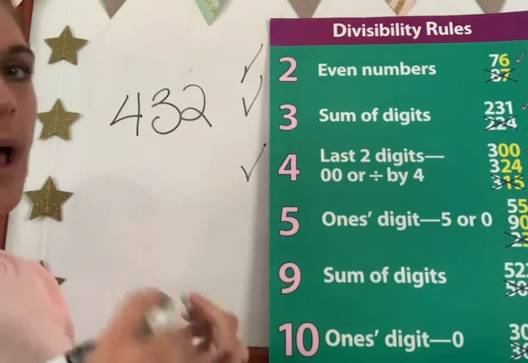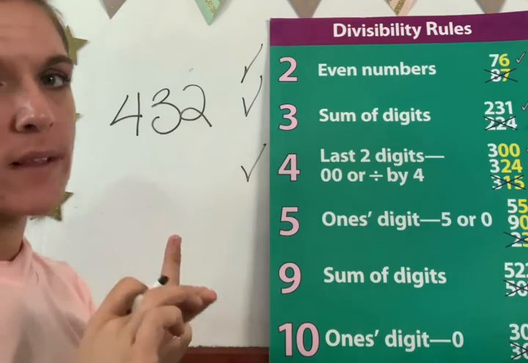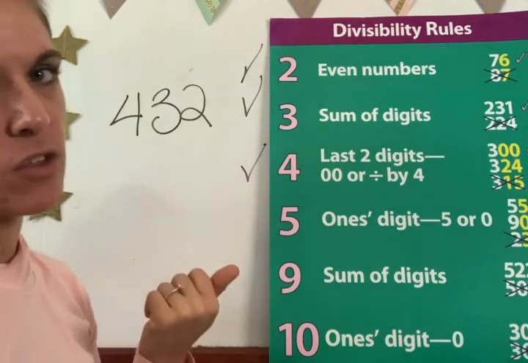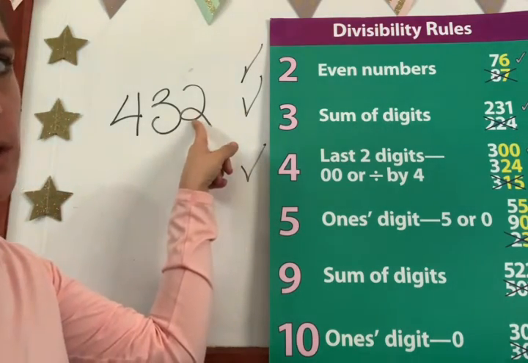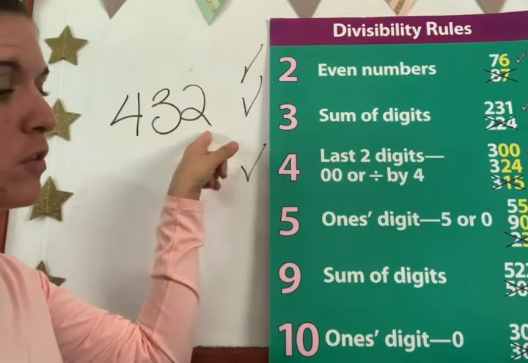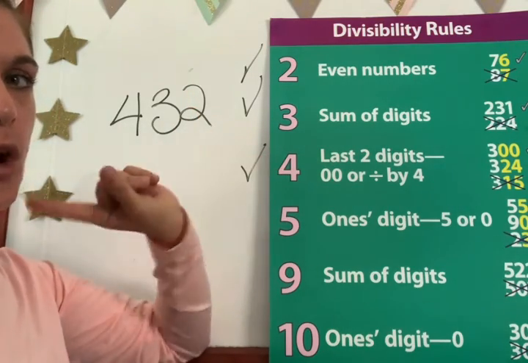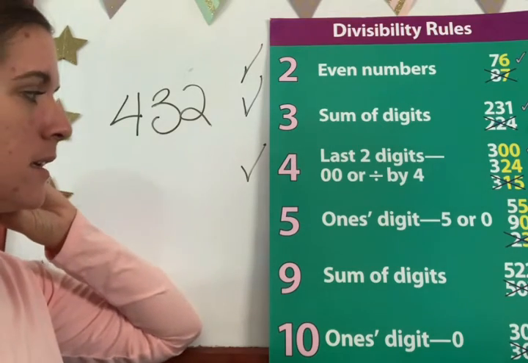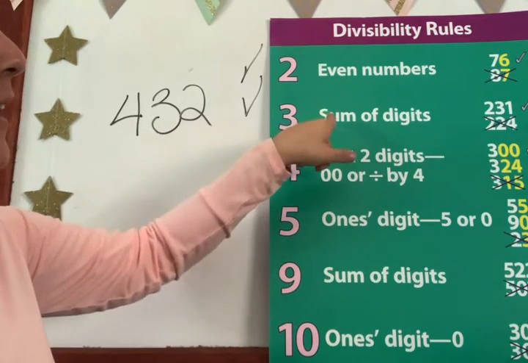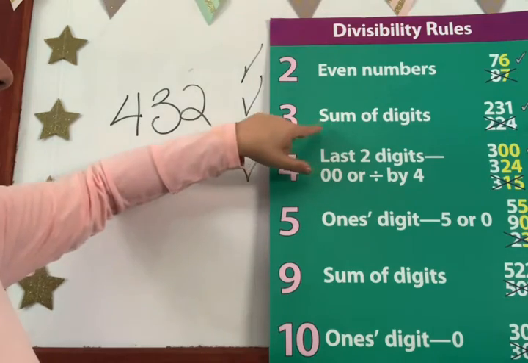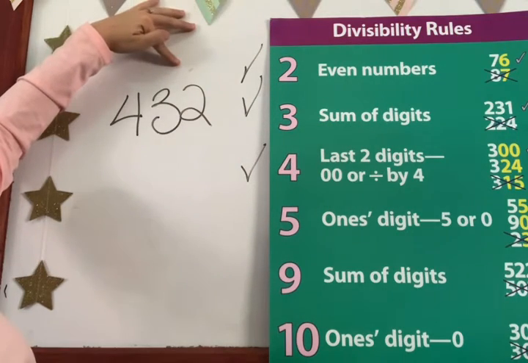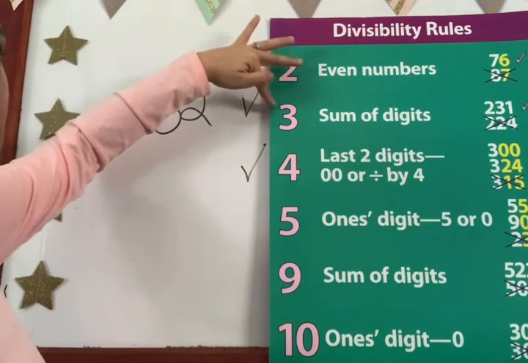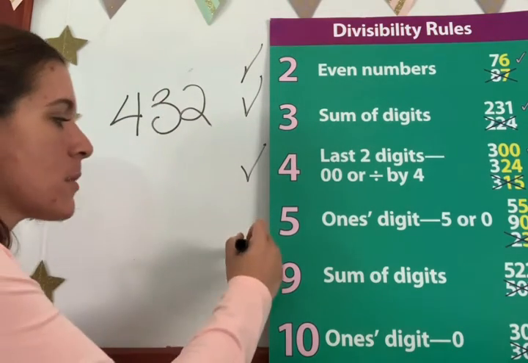5. The ones digit is 5, or the ones digit is 0. That's the last digit. Is the ones digit 5 or 0? No. So it is not divisible by 5. Don't put anything there. 6. 6 is on here, but 6 is just like 3, but it has to be even. Is this even? Is it divisible by 3? Yes, so it's also divisible by 6.